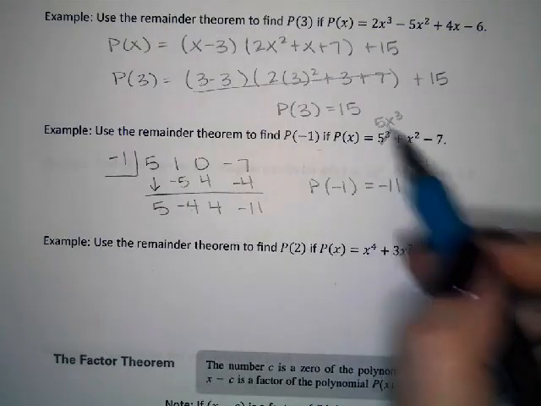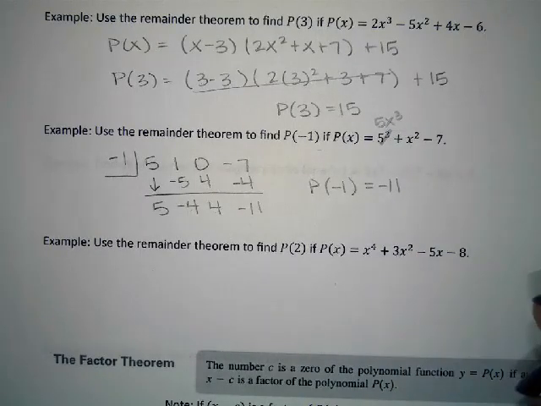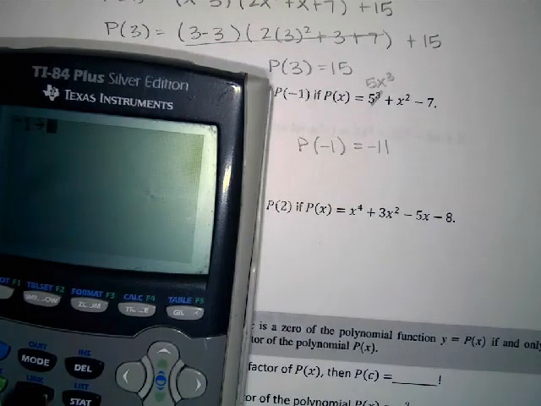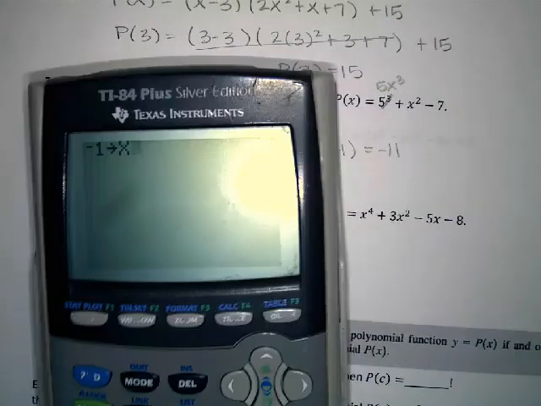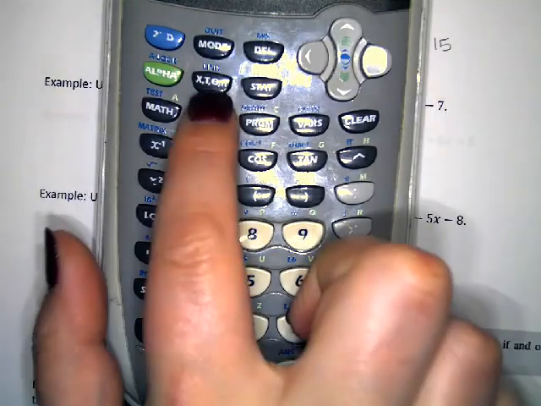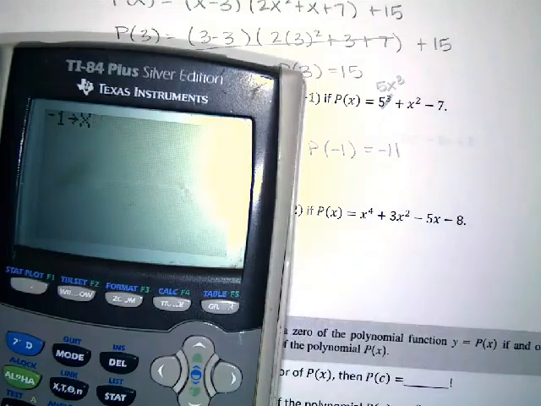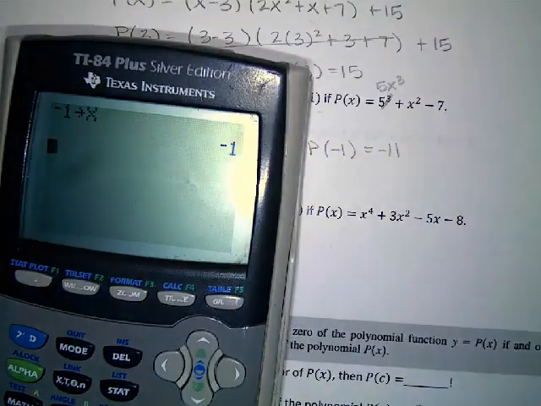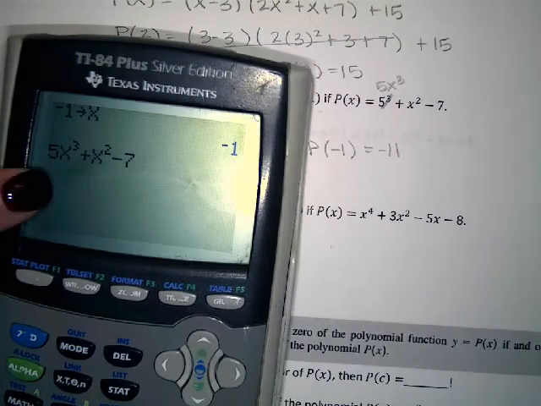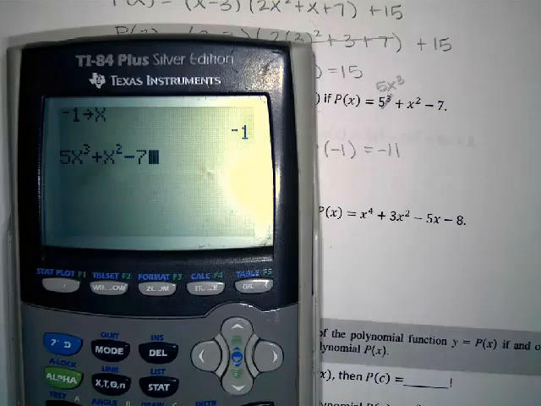So let me go ahead and just plug this in and make sure that I got the answer right. -1, I'm going to store as x. This is how I like to plug numbers in. So -1, I hit the store button, and then I hit the x button up here. -1 is stored as x, and then I'm going to type in 5x to the third plus x squared minus 7. And what my calculator is doing is taking -1 and putting it in every time I use the x button. It's -11. So that's a way to confirm.